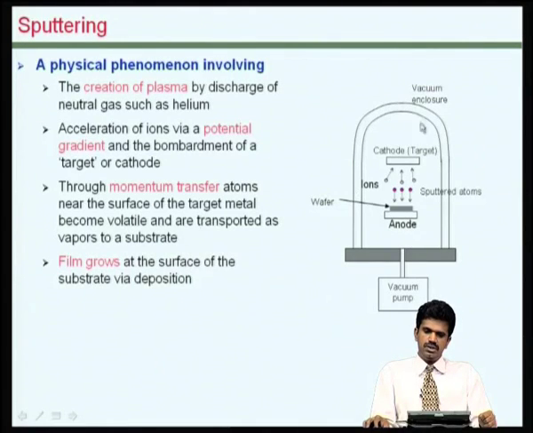To ensure the transfer happens in this way, we need to make sure that these are arranged properly within a vacuum chamber. The film grows on the substrate which is kept at the anode.